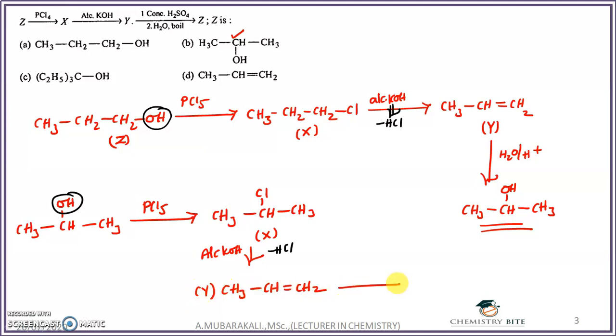On this product Y I am adding water in the presence of acid. I'm doing the hydration. According to Markovnikov rule, OH will be added to the double-bonded carbon which has fewer hydrogens. So I have to add OH on CH and H on CH2. Okay, so I got it back. The right answer is B. B is the right answer.